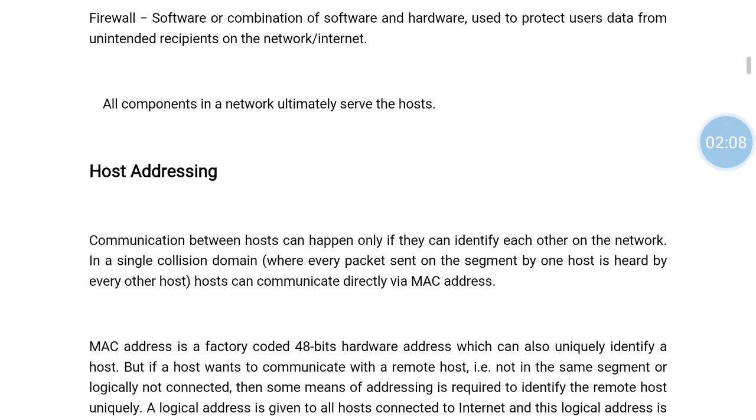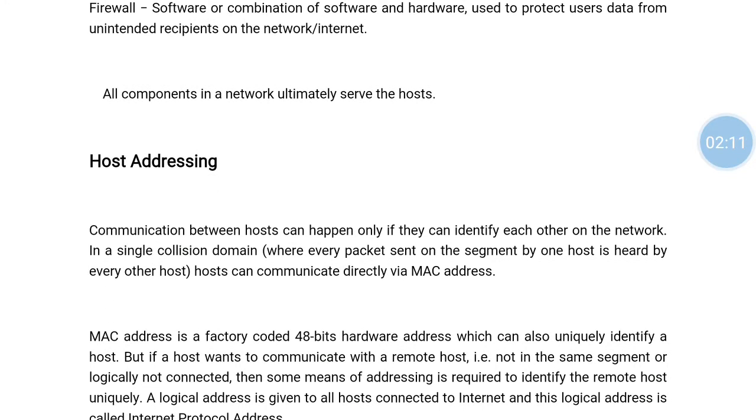Now, what is host addressing? Hosts are the outer points of the network. Suppose we want to transmit data in a wired medium. In a wired medium also we need the address of the receiver node, and in a wired medium we can communicate with the MAC address. The MAC address is a hardware address, so we can easily know the address of the receiver node.